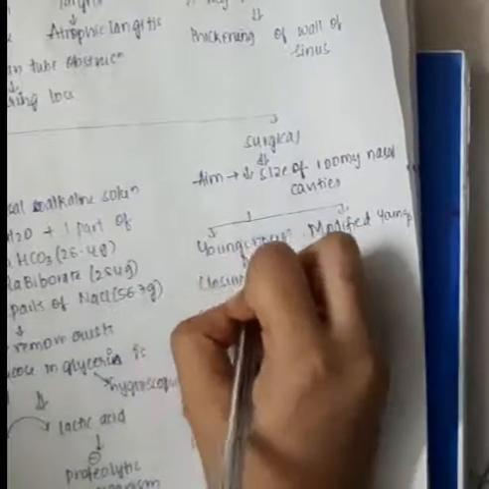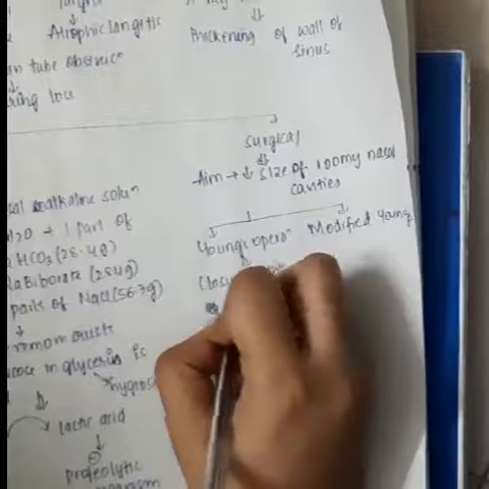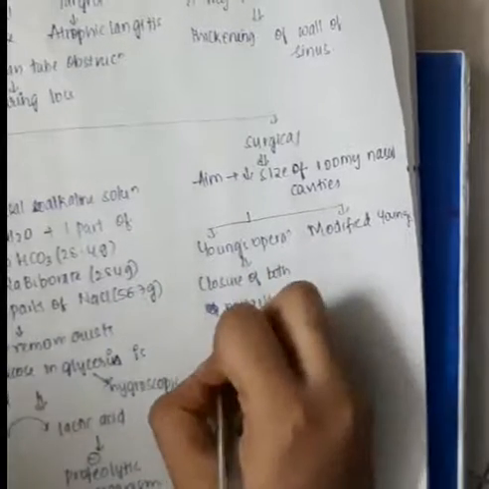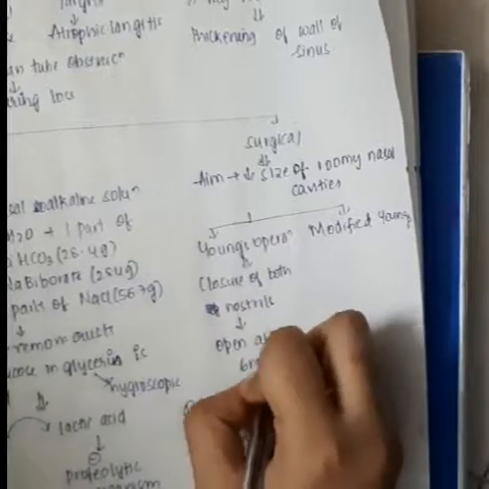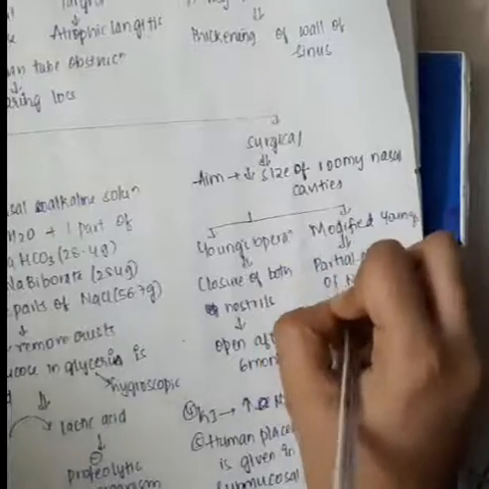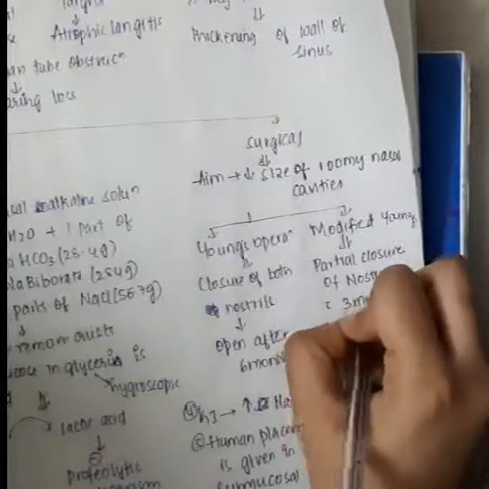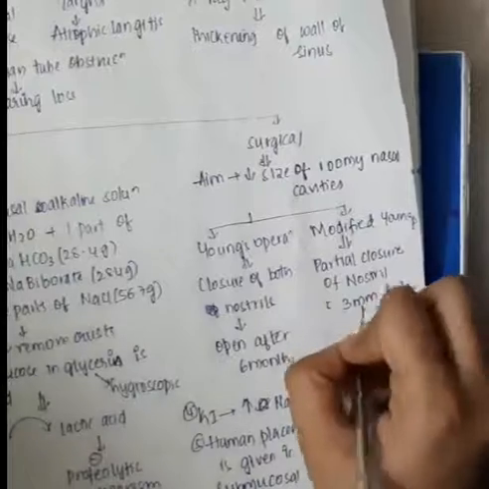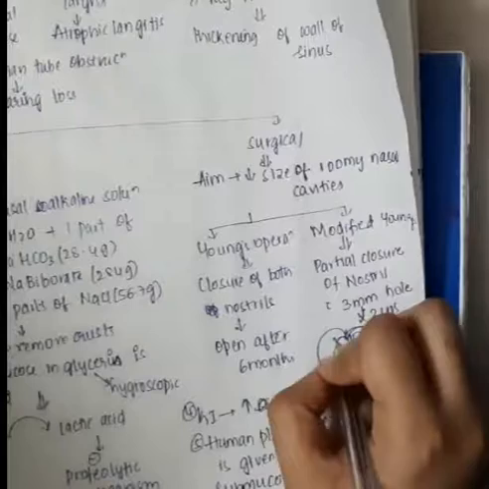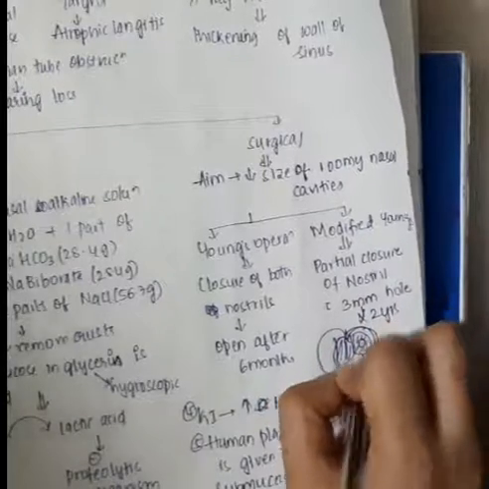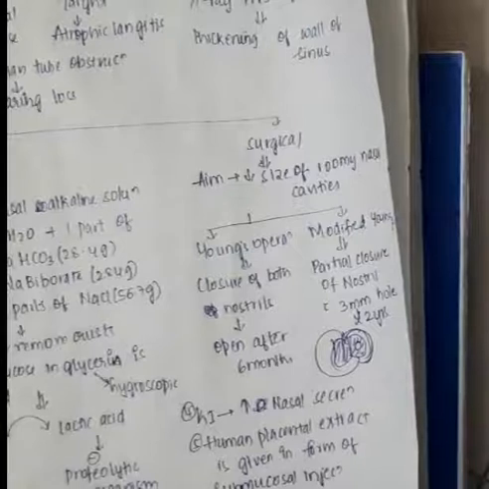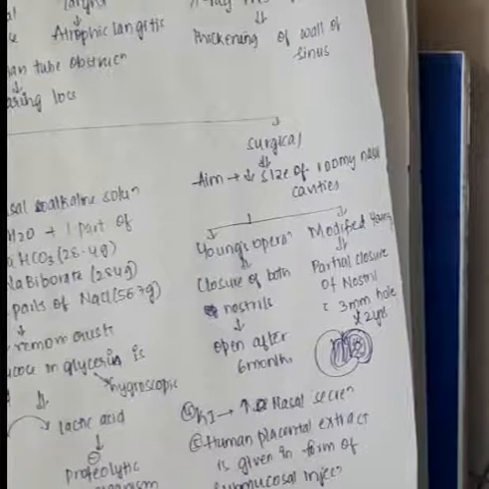In Young's operation, you will have closure of both the nostrils. You should close both the nostrils, and then you should open the nostrils after 6 months. In modified Young's operation, you will do partial closure of the nostril with a 3 millimeter hole for almost 2 years. So if you close both the nostrils, that is Young's. If only one nostril, then that is modified Young's operation.